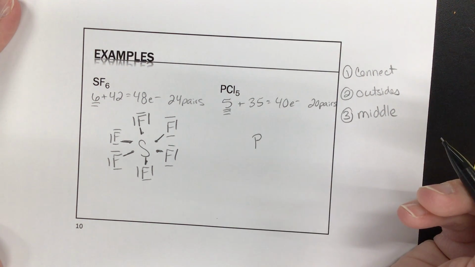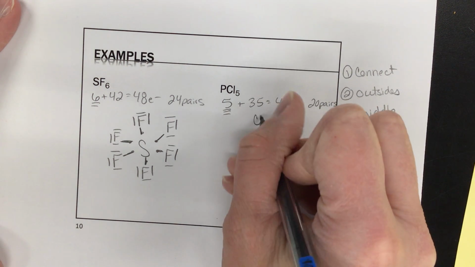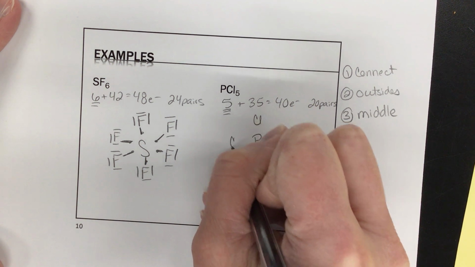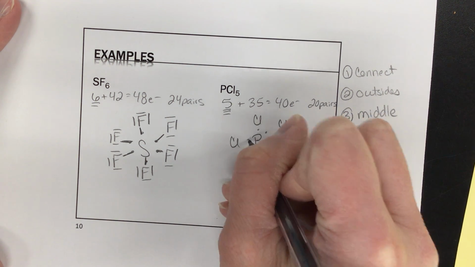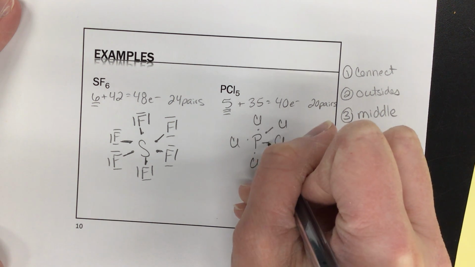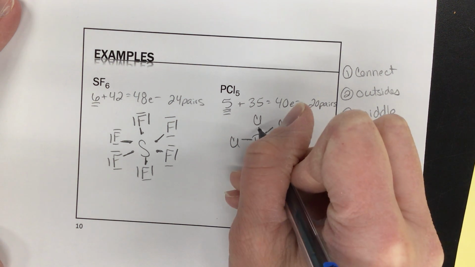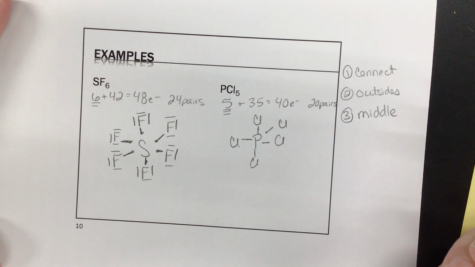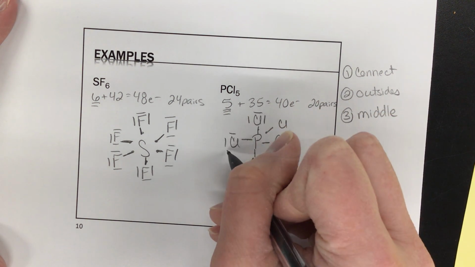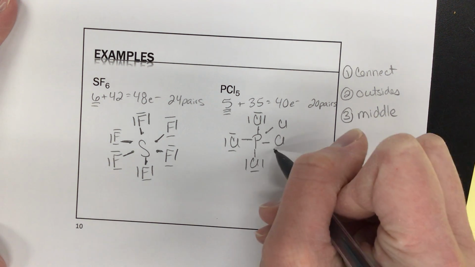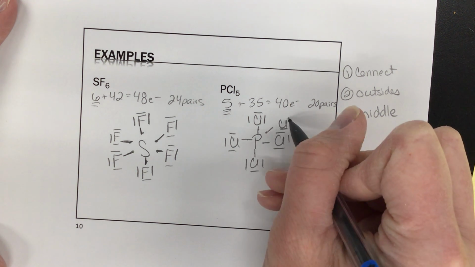So phosphorus can make 5 bonds because it has 5 valence electrons. 1, 2, 3, 4, 5. So the first place I put them in is to connect everybody together. 6, 7, 8, 9, 10, 11, 12, 13, 14, 15, 16, 17, 18, 19, 20.